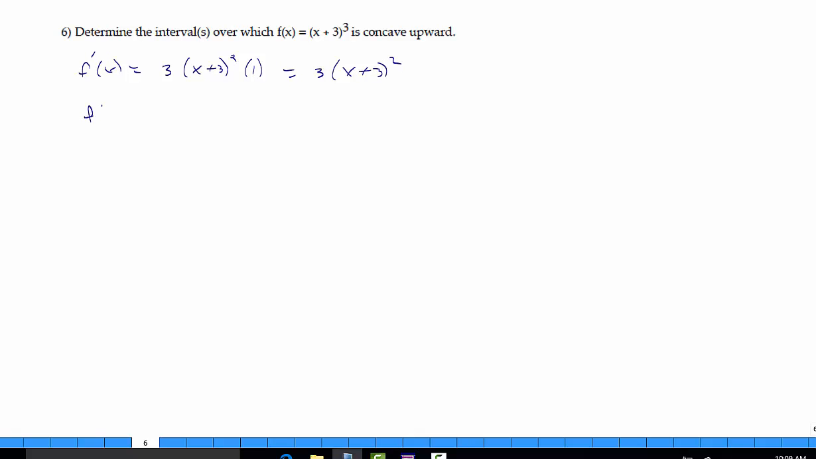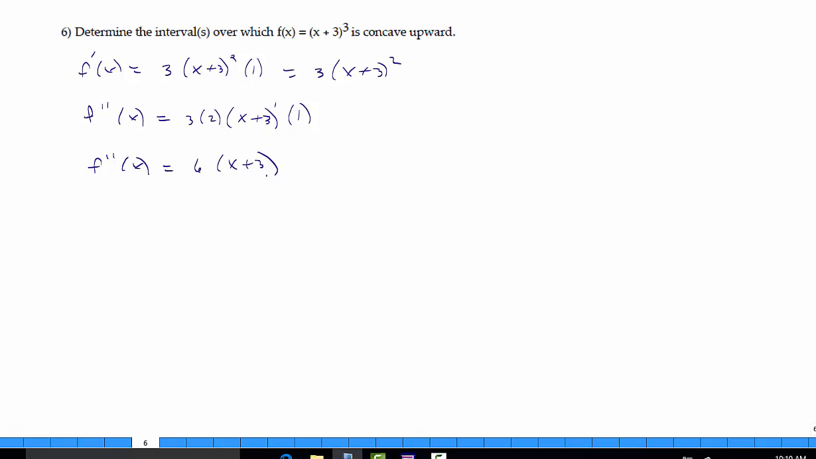And now I'll take the second derivative. Again, I'm using the general power rule. So I have my 3 here already. I bring down my exponent, so multiply by 2, and x plus 3, decrease my exponent by 1, and then multiply the derivative of what's inside. So my second derivative, multiplying all my coefficients together, I get 6 times (x plus 3).